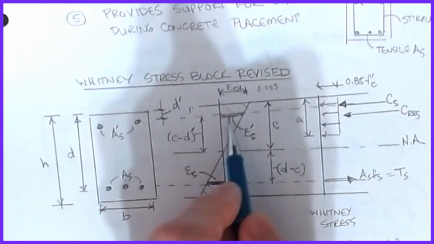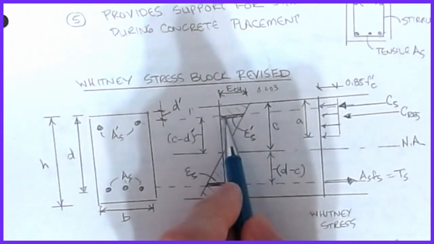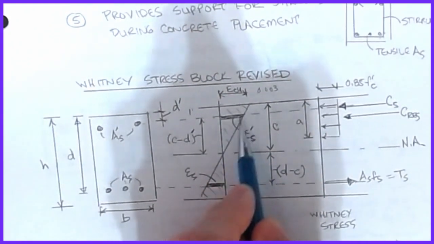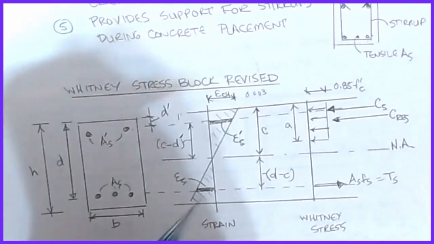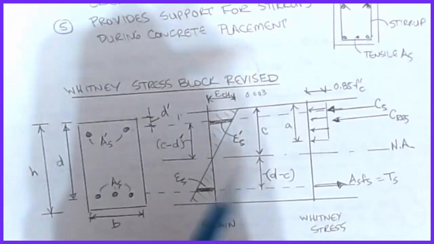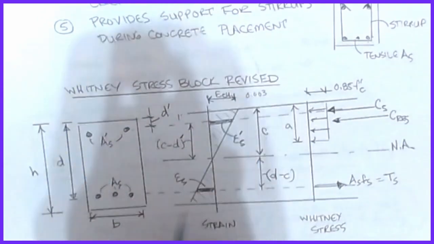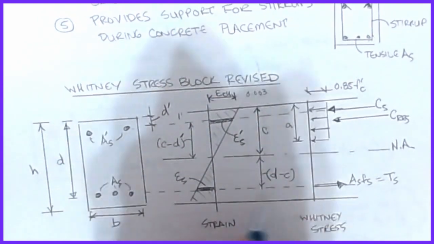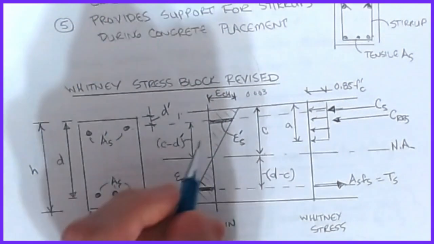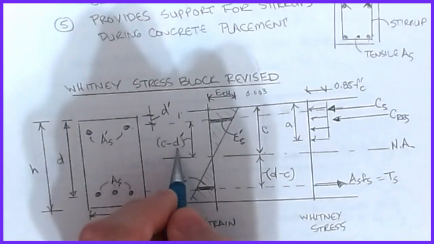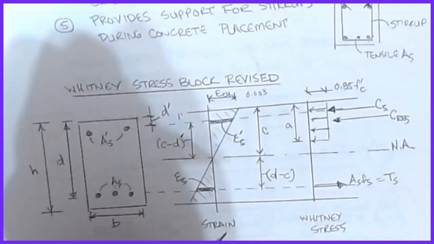But now we get an epsilon S that occurs here, and this is the part that makes it a little bit trickier to deal with. Now there's some force associated with the steel at this location, and it will correspond to the strain. So we can modify our Whitney block, ever so slightly. Remember that the neutral axis is located at a distance of C from the top, and that means the tensile steel is a distance of D minus C from the neutral axis. Then it stands to reason that the compressive steel is C minus D prime. So we've got all of our dimensions. Once we figure out C, I know the strains and I can find everything else.